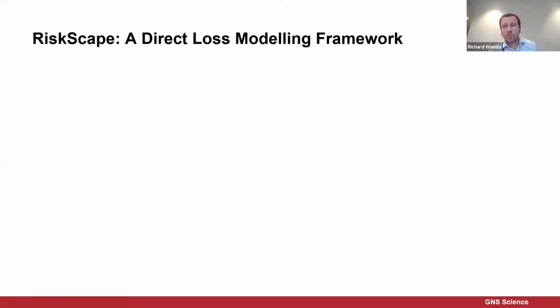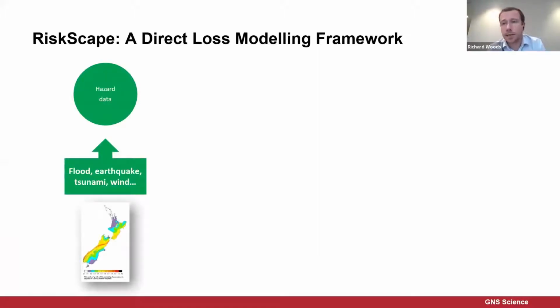So what does RiskScape do? RiskScape's a direct loss modelling framework, and to model the impacts of natural hazards, we need some information about the natural hazards themselves. So we need some hazard data, and RiskScape takes in geospatial layers, so GIS layers, for any natural hazard. Now the principles that we've developed the new software under is that the engine itself, so think of RiskScape as a big calculator, it's completely decoupled from all of the data.